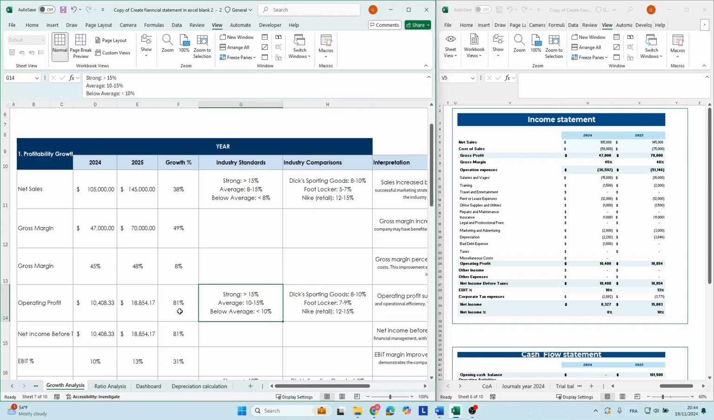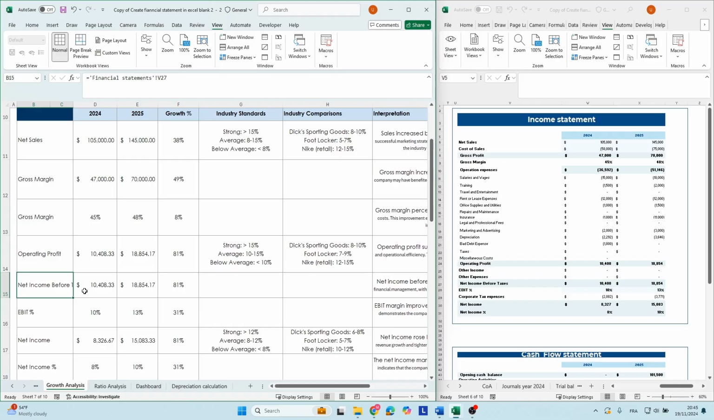That means that the company is increasing their operation profit by maximizing their profit and their gross margin. The industry standard is above 15%. That means that is a strong indicator. Here we have 81%. That is a very strong indicator. And if you compare it to the industry, the same thing for all the competitors, their operation profit is increasing 8 to 15%. The company has to continue increasing their revenue in the next year.